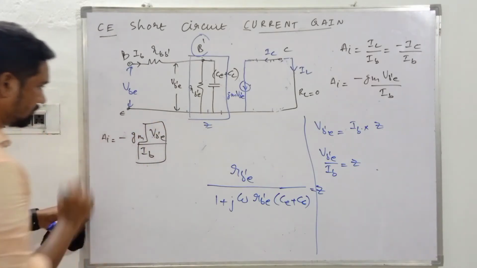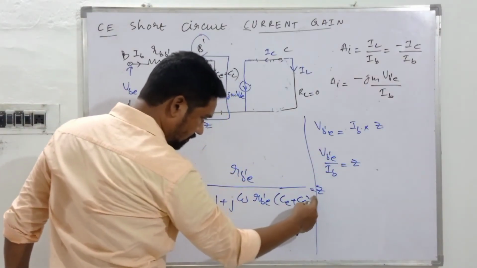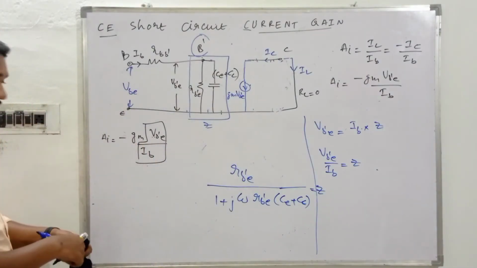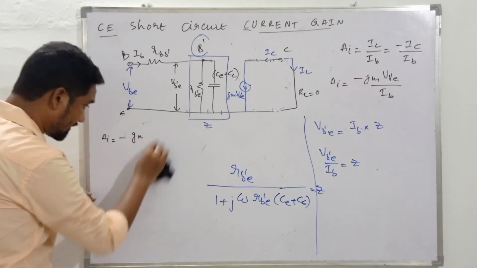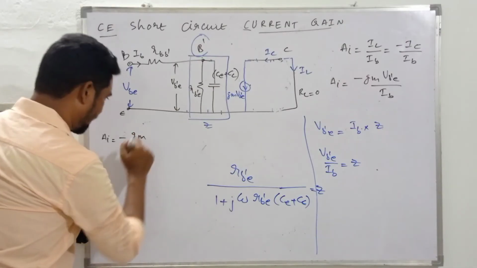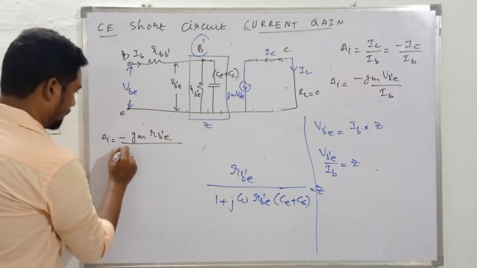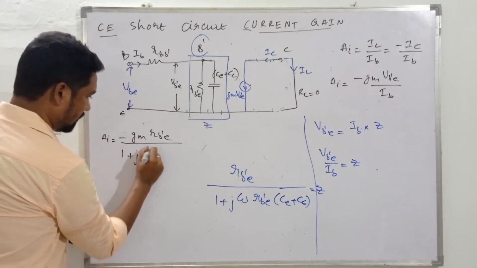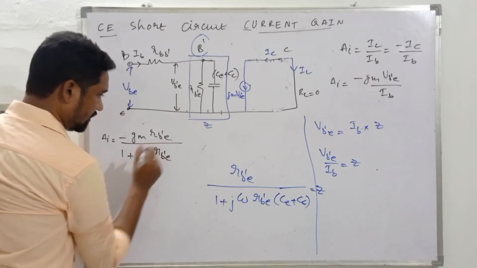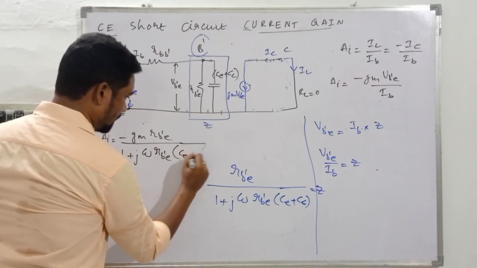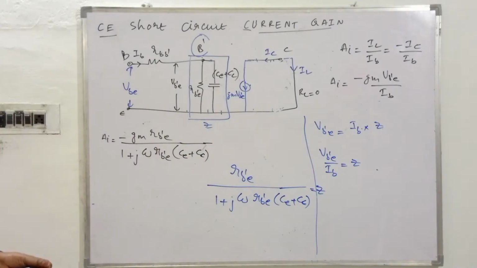I'm going to erase this one, make a note. This ratio, this by this, is equal to Z, that Z which is equal to this one, I'm going to plug in directly. So here I'm erasing this one, that ratio is equal to Z, and that Z value is this, and I'm replacing it over here: rB'E by 1 plus j omega rB'E into (CE plus CC). So this is the one.